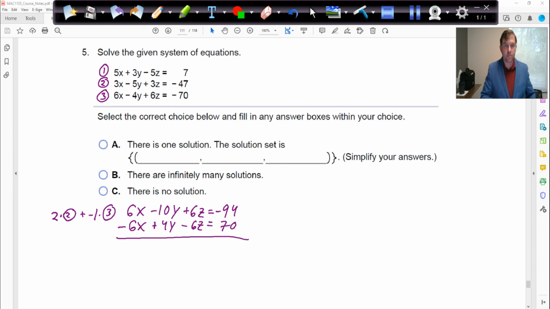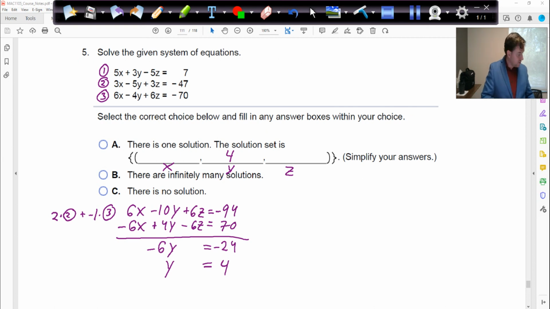And now we add. The x's will cancel. 4 take away 10y is minus 6y. Z's cancel. And 70 take away 94 is minus 24. And we can divide both sides by negative 6 and get y is equal to 4. So in this one we got lucky. We were able to get two letters to go away in one shot, which is very nice.